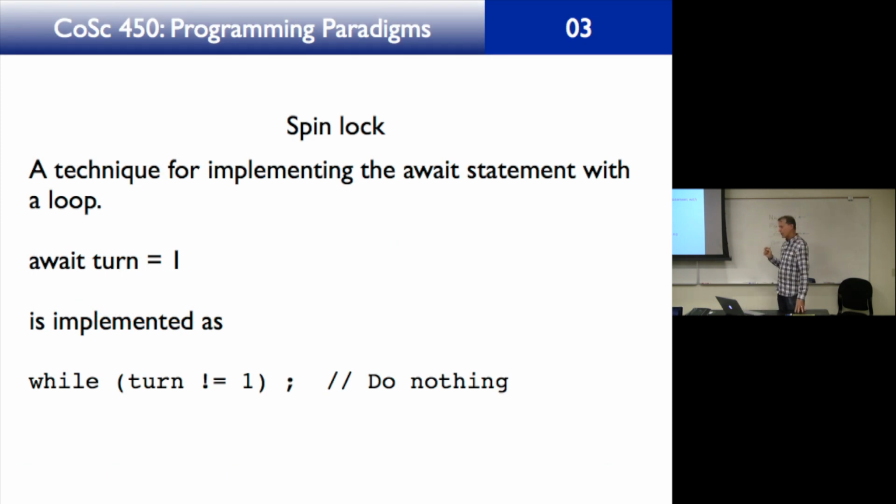Now here's another question: how do you actually do the await statement? Because there is no await statement in Java, and there's not even an await statement in C++. So here is the way it's done. You can also do this at the assembly language level. The construction is called a spinlock.